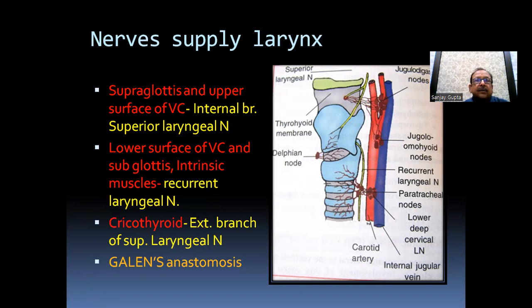Now, you all know that the larynx is supplied by two nerves, the superior laryngeal nerve and the recurrent laryngeal nerve. The superior laryngeal nerve has an internal branch which supplies the supraglottis and upper surface of the vocal cord. The external branch of the superior laryngeal nerve supplies the cricothyroid muscle. The lower surface of the vocal cord, the subglottis, and all the intrinsic muscles of the larynx are supplied by the recurrent laryngeal nerve.